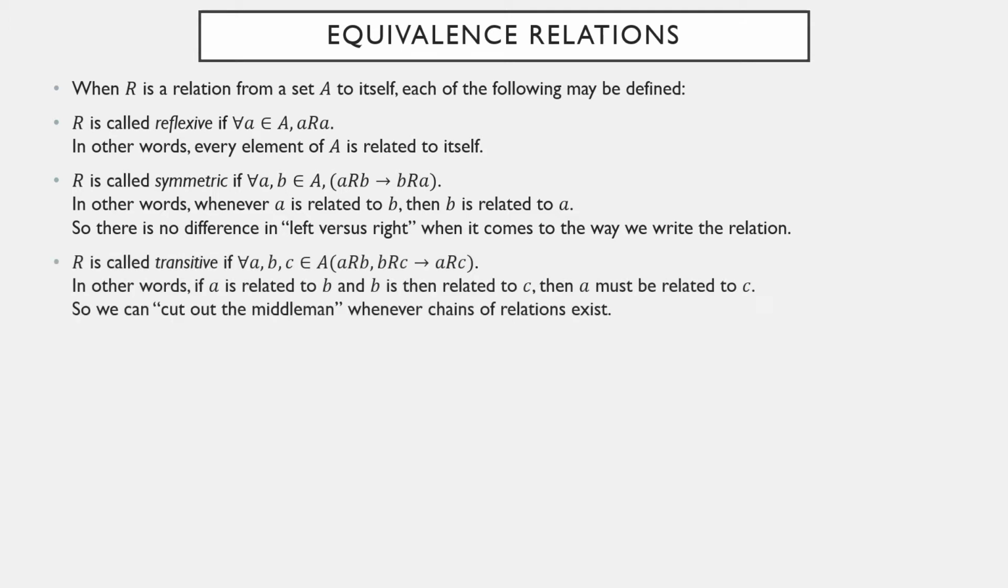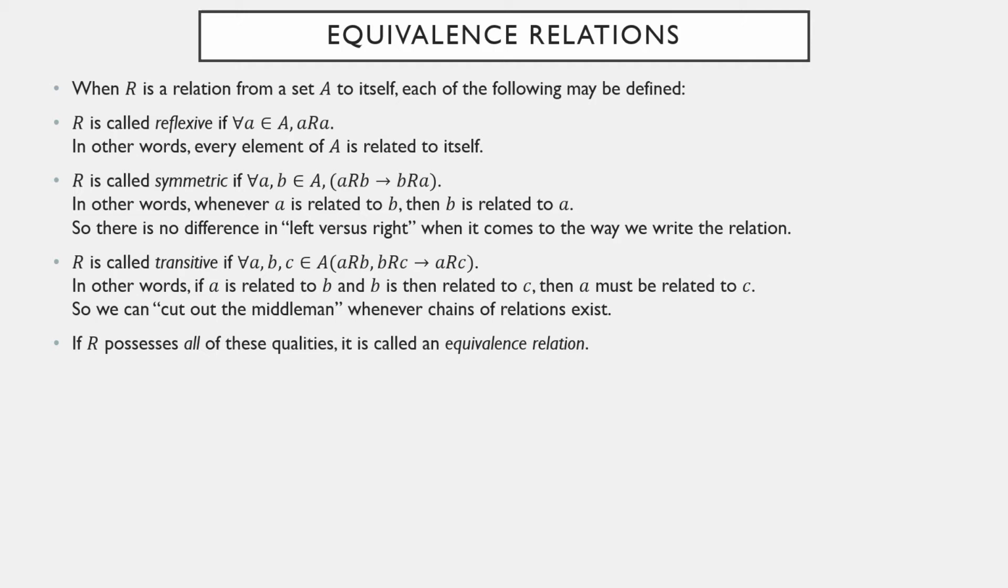And a relation can be called transitive if whenever A is related to B and B is related to C, then you can conclude that A must be related to C. So if you have a sort of chain of relations, A goes to B and B goes to C, then you can cut out that middleman of B and just say A goes directly to C. And again, not every relation has this property, but some might. If, however, you have a relation that has all of these, it's called an equivalence relation. It is reflexive, symmetric, and transitive.